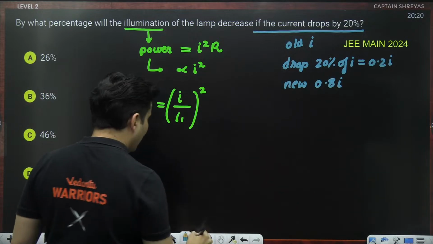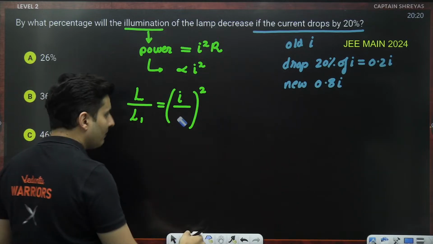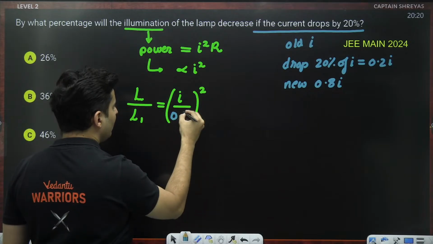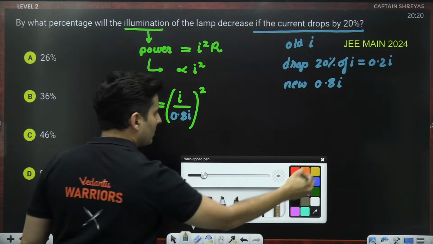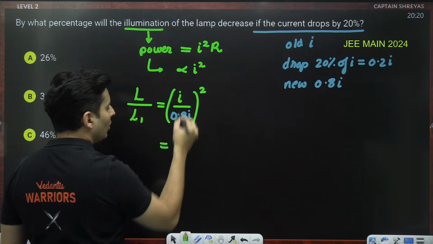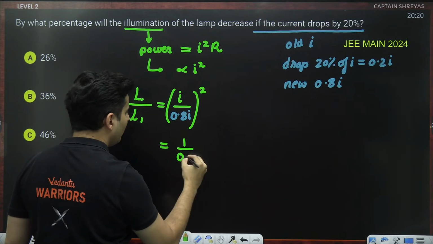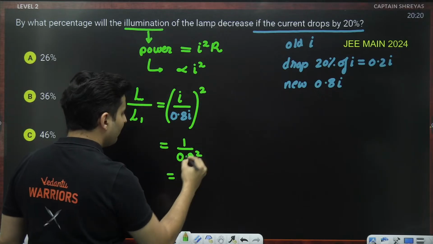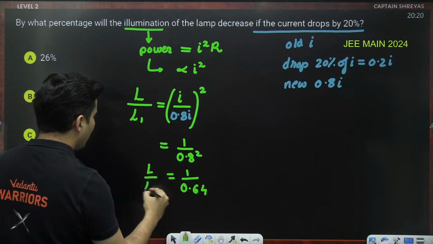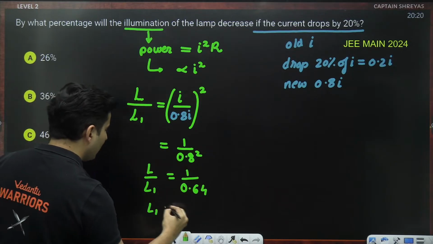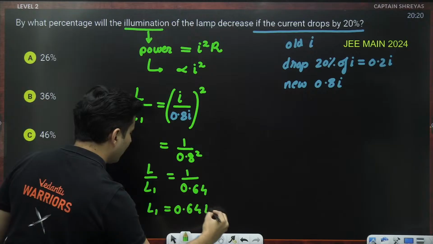So this I1 that you see over here is basically 0.8 times of I. I will cancel, of course, and what will be left over here is nothing but 1 divided by 0.8 square, which is nothing but 1 divided by 0.64. So that is L by L1. So shifting, it will become 0.64 times of L.